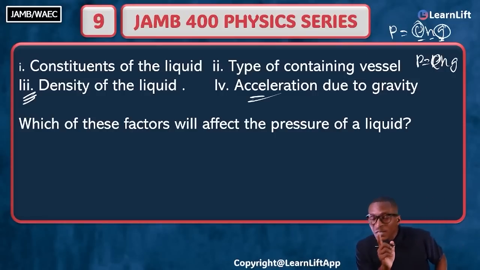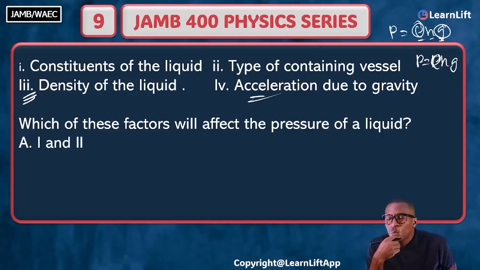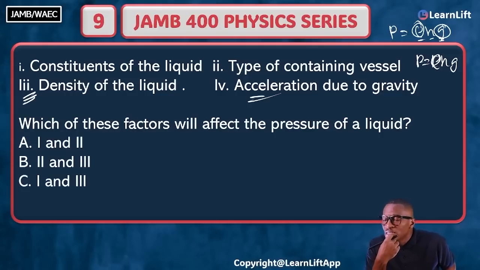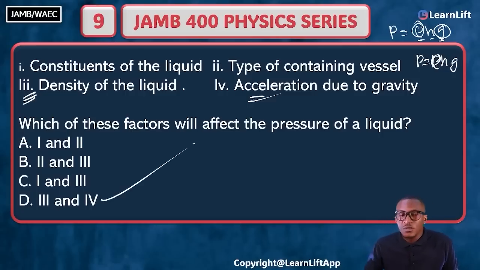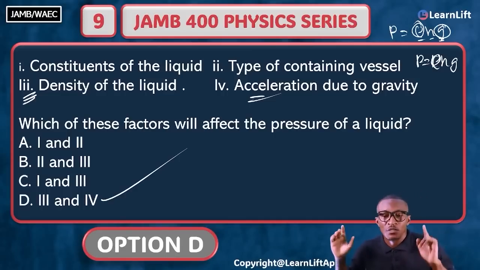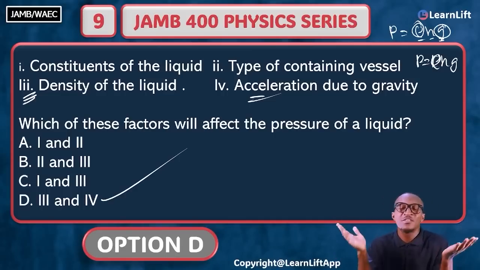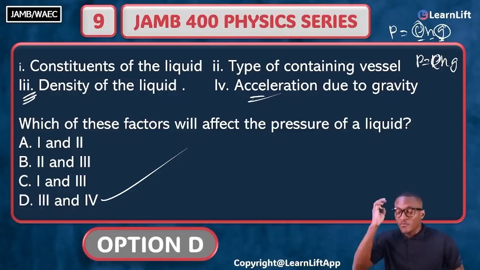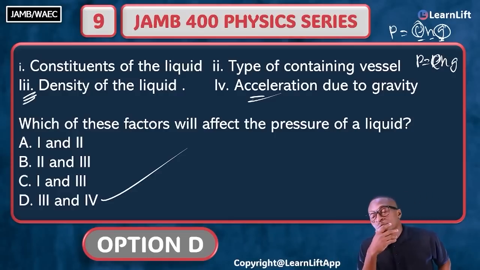So first of all, let's see whether the options are picking 3 or 2. The question says which of these factors will affect? Option A said 1 and 2, B said 2 and 3, C said 1 and 2. That means they're picking 2. So which 2? That means 3 and IV, making option D the right answer. Are you seeing it? Everybody, what does pressure depend on? Formula for pressure now. P is equal to what? P is equal to density times height times what?